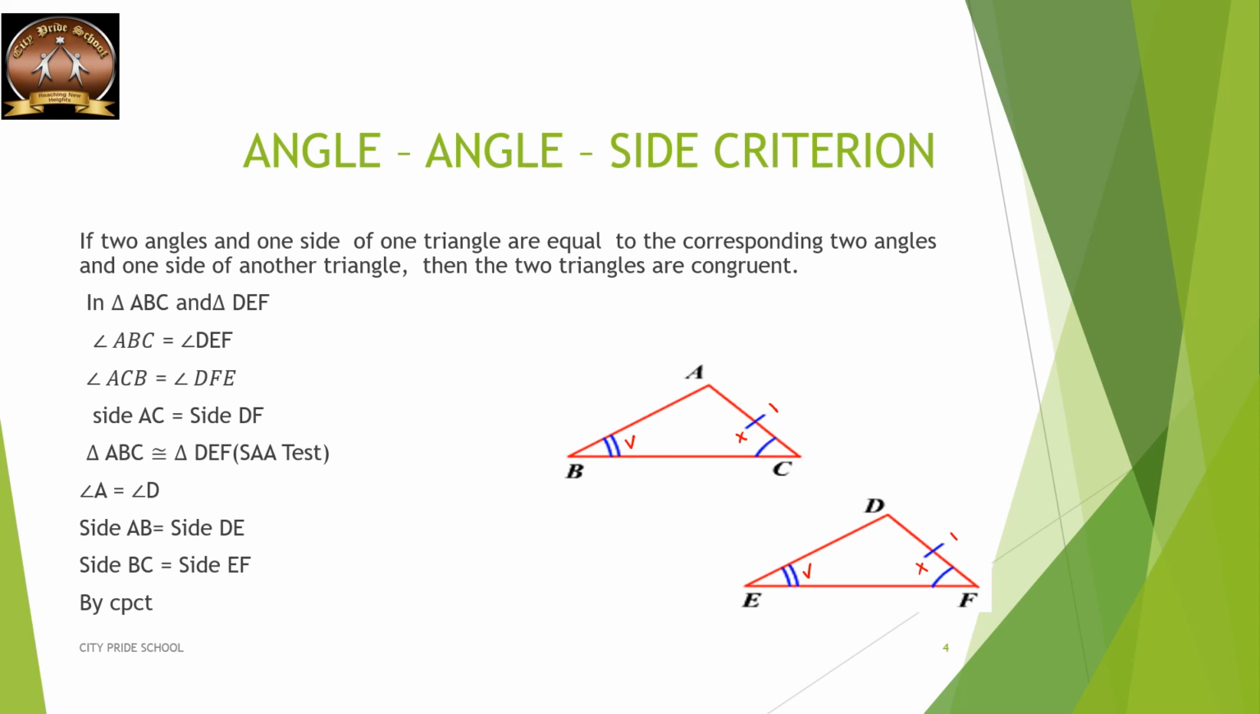So once I know that these two triangles are congruent, now I can say that angle A is equal to angle D, side AB is equal to side DE, side BC is equal to side EF by CPCT, that is corresponding parts of congruent triangles.